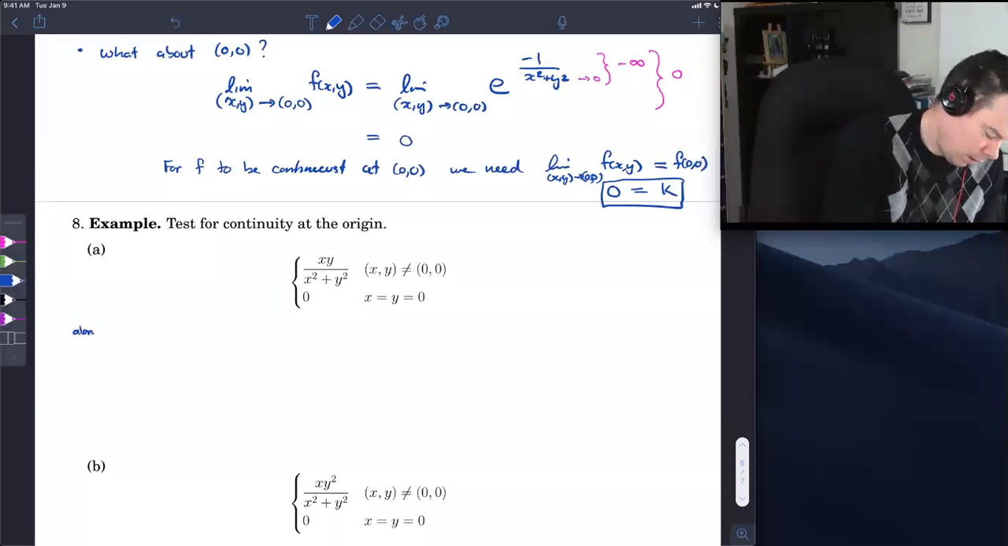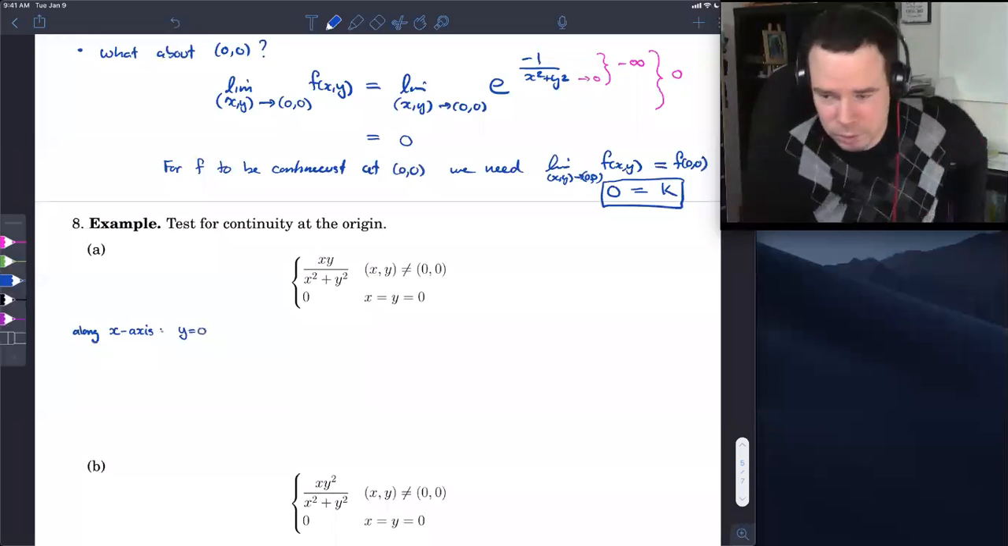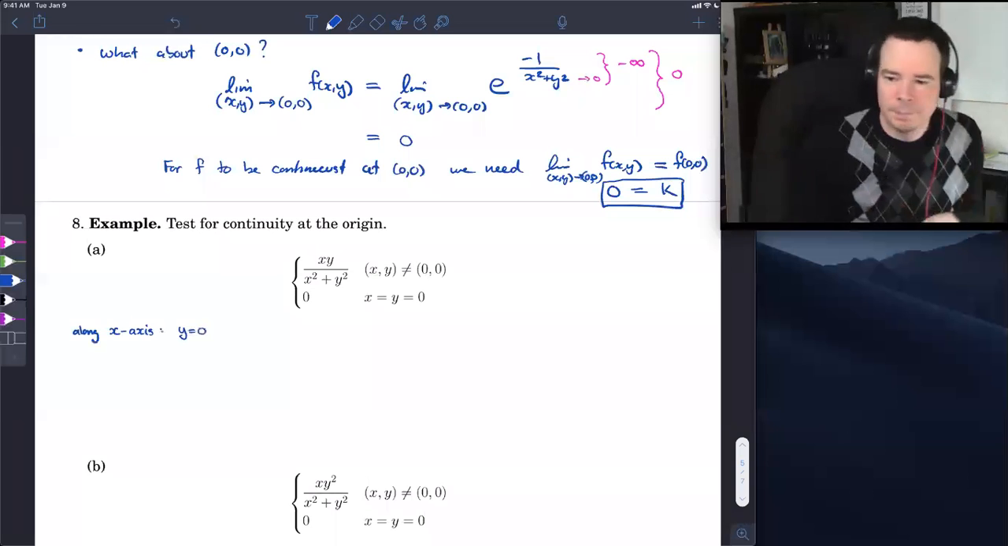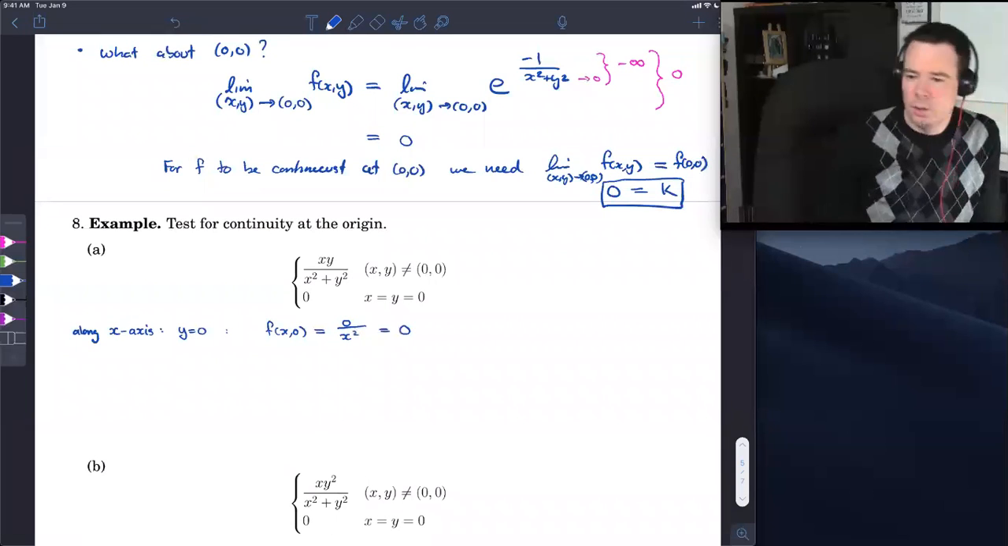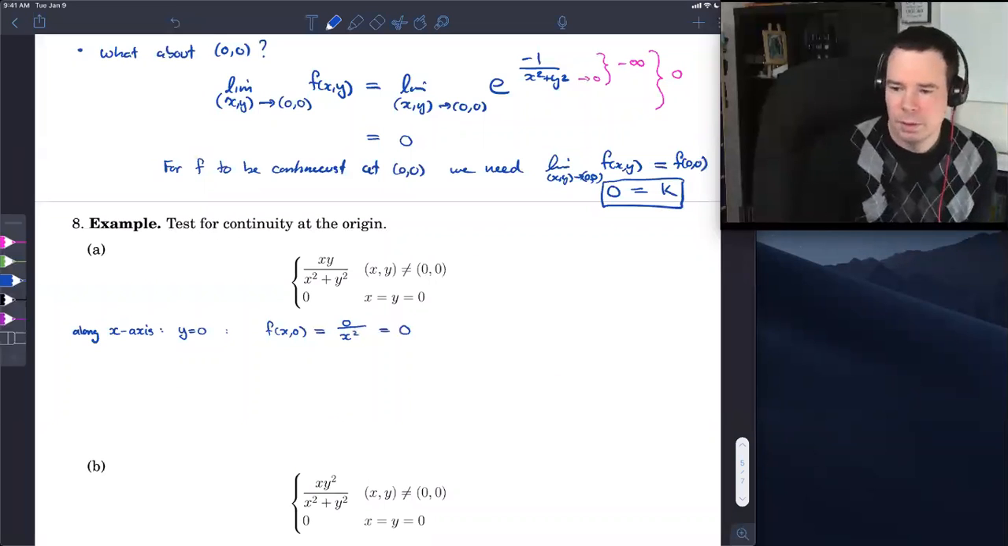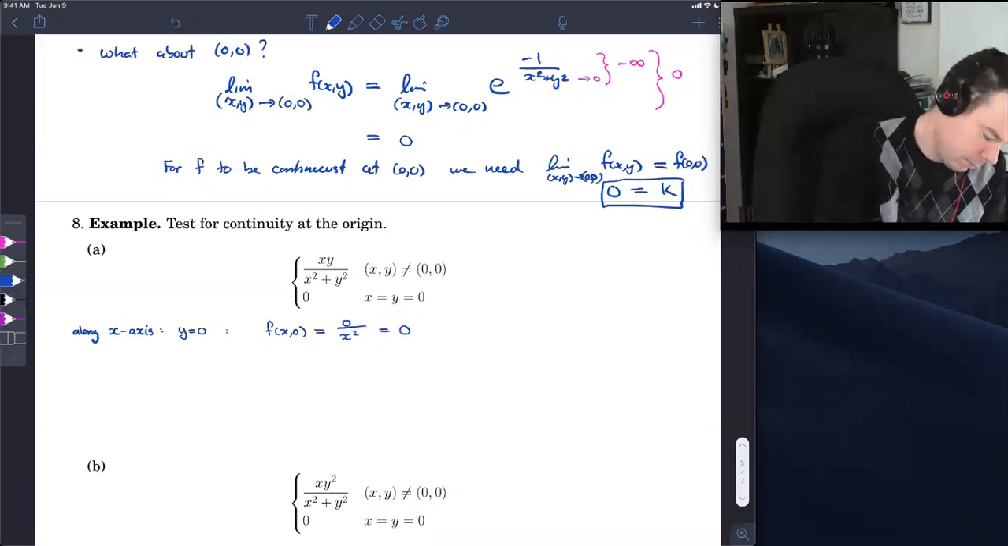So I'm just going to say, let's try our hand at a few different directions. So suppose we come along the x-axis. That means we're coming along y equals 0. And so what do we get in this case? f of x, 0 is 0 over x squared, or 0. So that's the function value at any point along the x-axis.